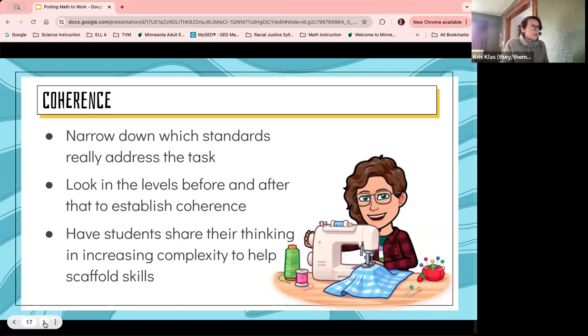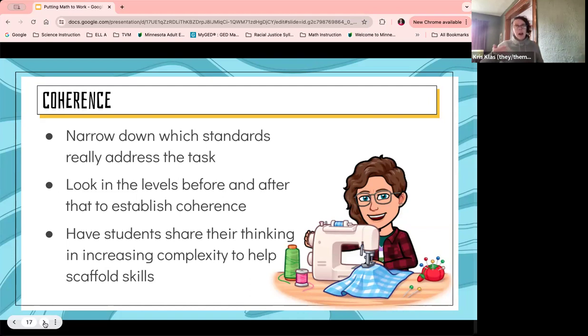So once you've narrowed down the standard that the task addresses, right? We looked within the domain to figure out which standard we're addressing. Now we can go back a level or forward a level to try to look at standards that help us meet it or push us beyond it. And I have this little person at the sewing machine because I always think of coherence as the thread that ties us together from one level to another.